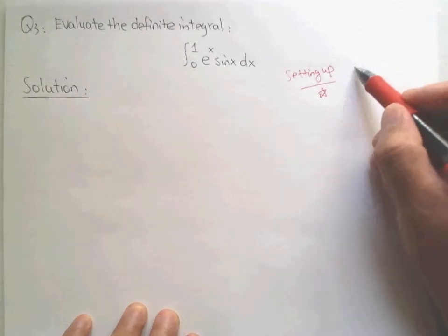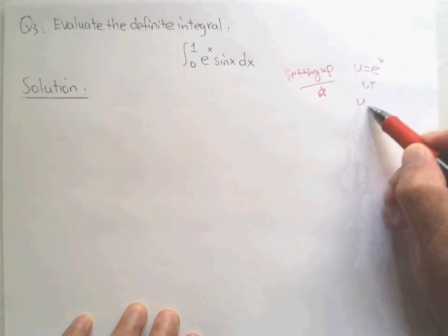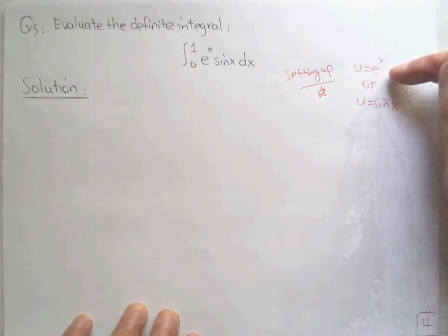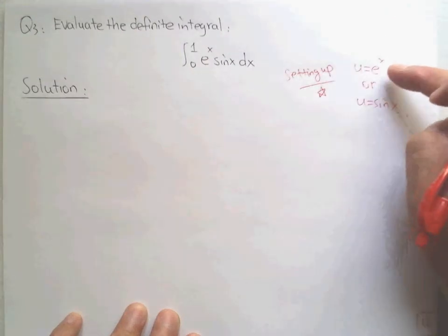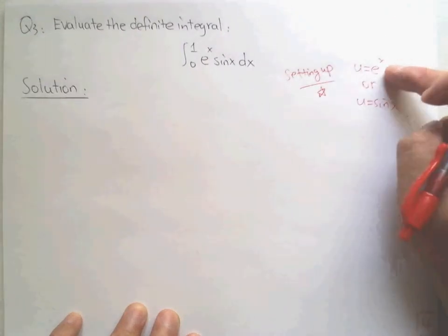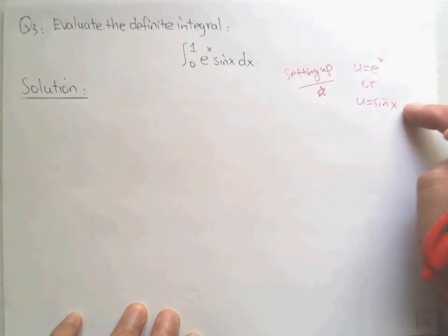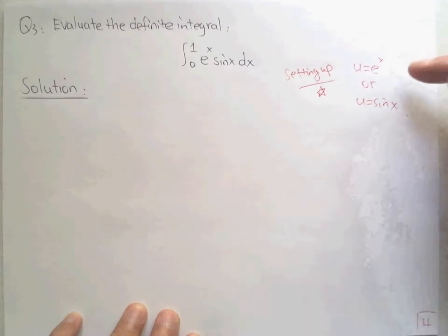So let me write here the options. You can set up u equals e^x, or you can set up u equals sine x. Can we see any difference? If I set up u equals e^x, when we take a derivative, it equals itself. This is not a good choice, right? Because we cannot get a simpler du. Look at the second choice. If we set up u equals sine, and then take a derivative, what do we get? We get a cosine, which is at a similar level, not simpler.